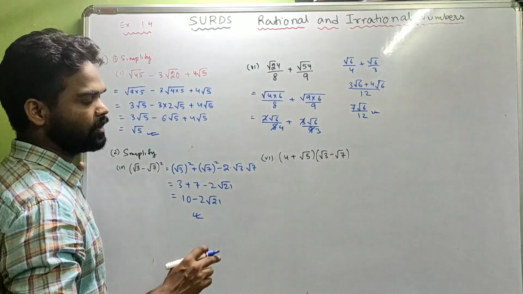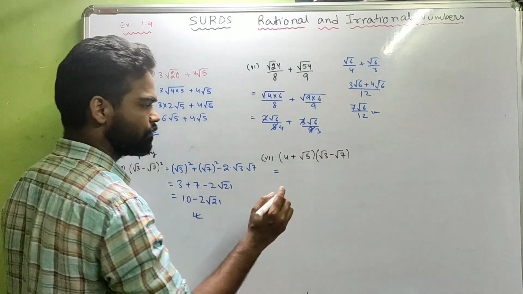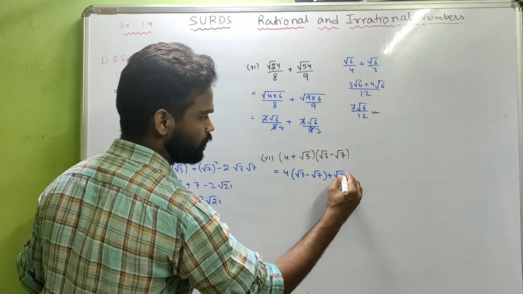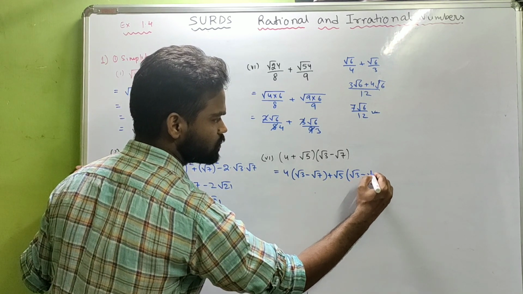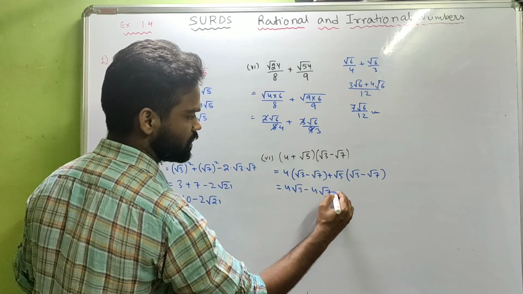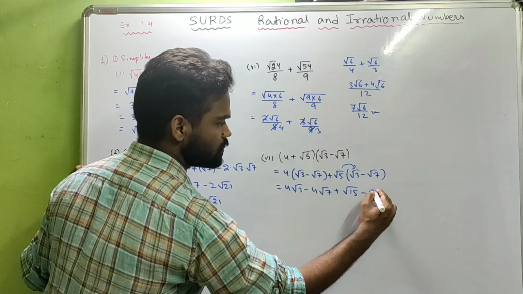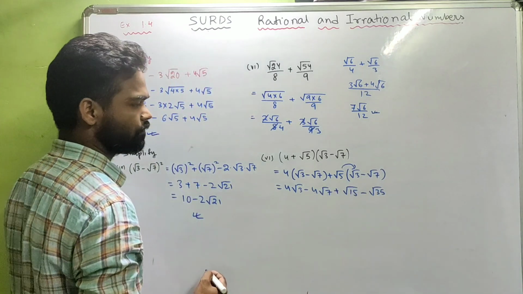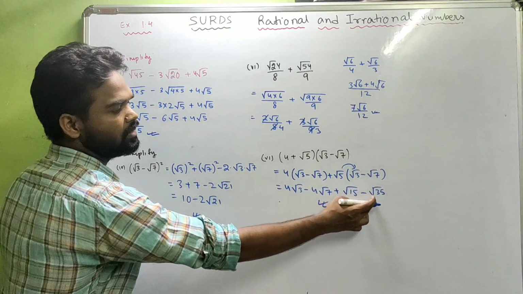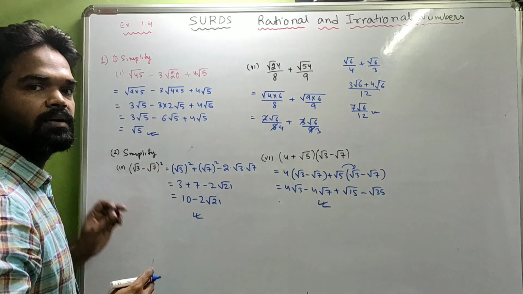Part 6. 4 plus root 5 multiplied by root 3 minus root 7. Very easy. We know how to multiply a binomial with a binomial. It will be 4 multiplied by root 3 minus root 7 plus root 5 multiplied by root 3 minus root 7, isn't it? This is 4 times root 3 minus 4 times root 7 plus this is root of 15, isn't it? Minus root of 35. So this will be as it is because the surds are different, so you can't simplify them. Am I clear?